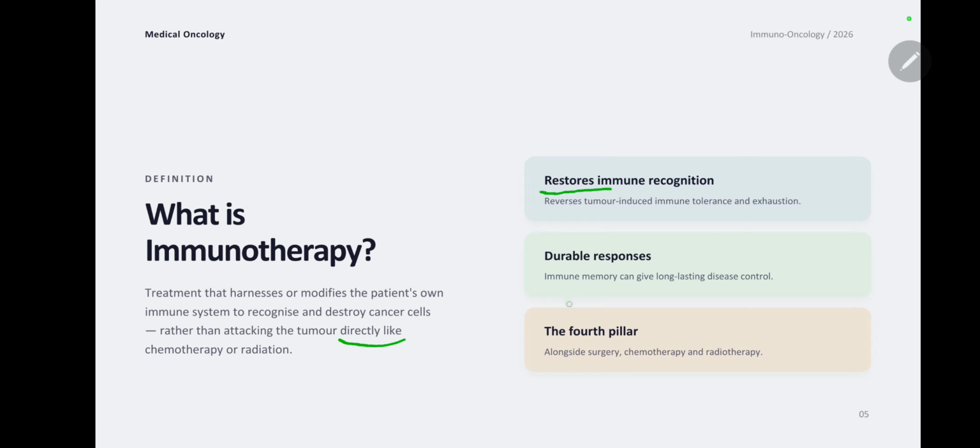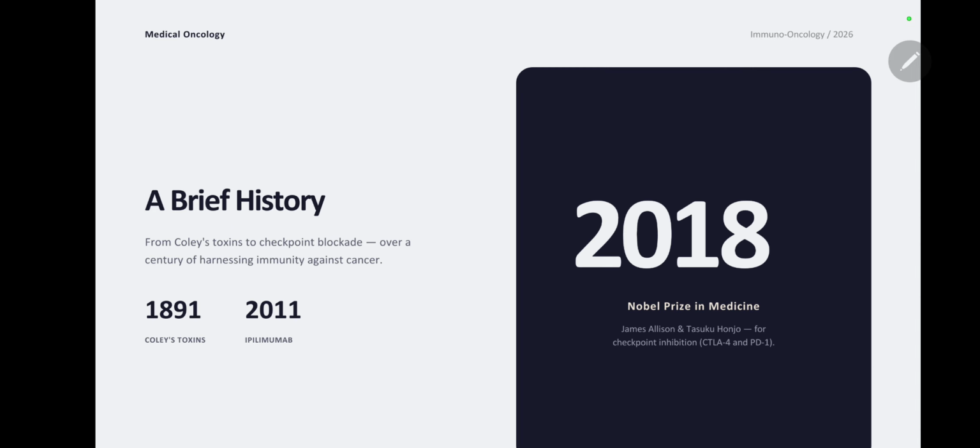Second, they give a durable response. Why is there a durable response? When we activate our immune system, it creates a memory inside. So that gives a durable response. There is the fourth pillar. After surgery, chemotherapy and radiation, there is the fourth pillar for treating cancer patients.